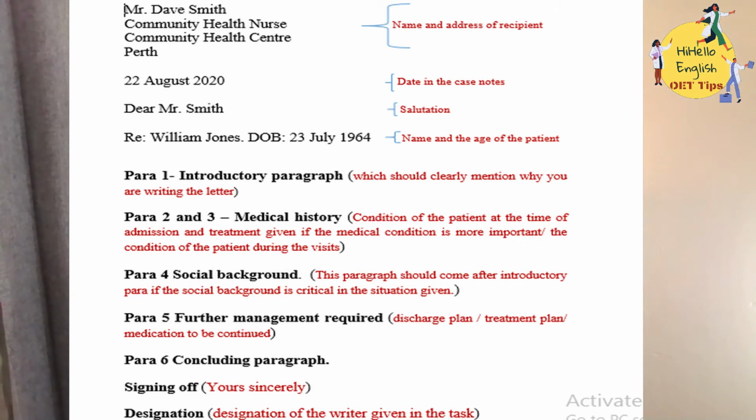Then you can sign off saying Yours sincerely. Please note that the Y of Yours should be a capital Y, there is no apostrophe after the R in Yours, and the s of sincerely is small. Then you write the designation of the writer given in the task.